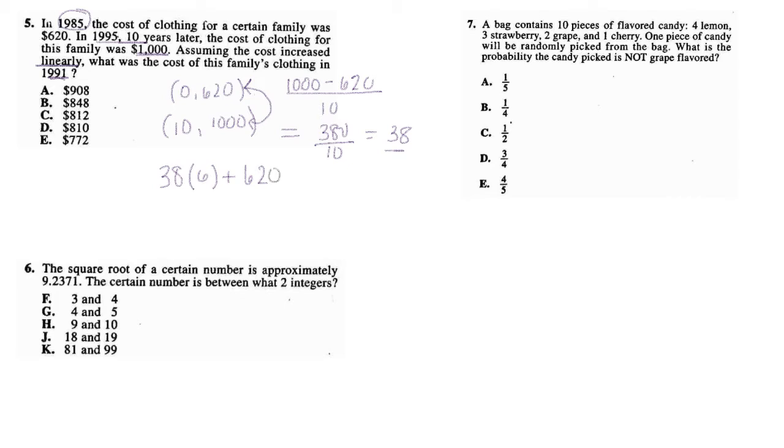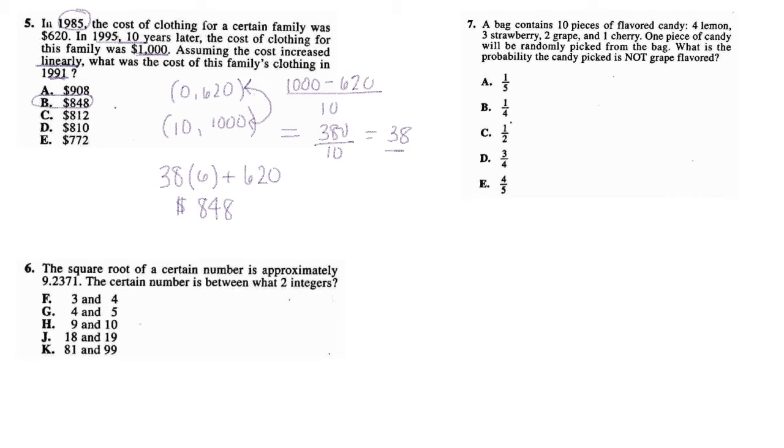So we have 38 times 6 plus 620. And that's going to give us $848. So we see we get answer choice B. Now this is just one way that we could work out this problem. There's a couple of different ways. This was just an algebraic approach to the problem.